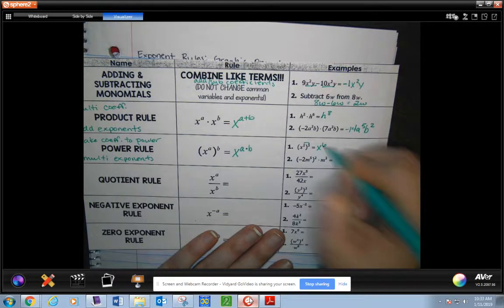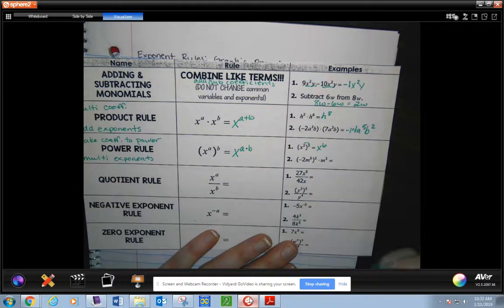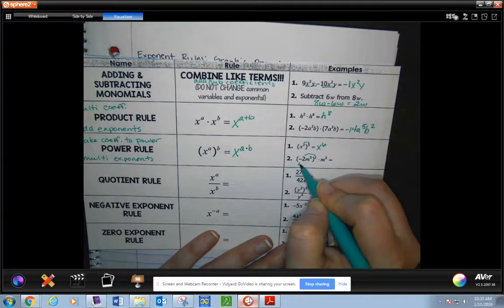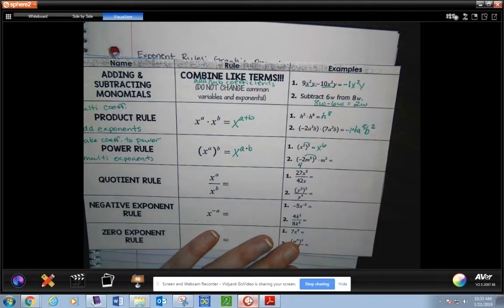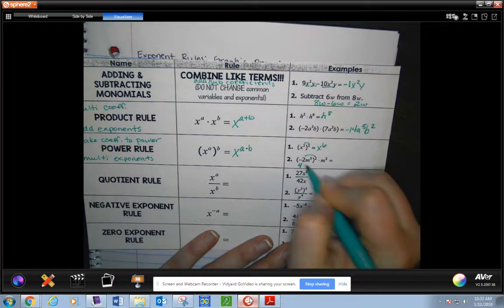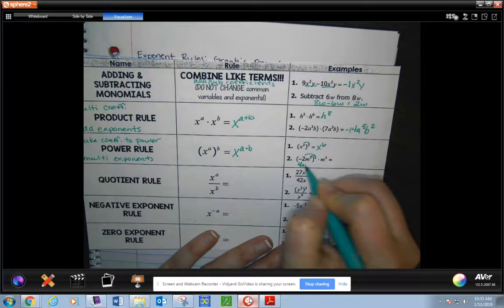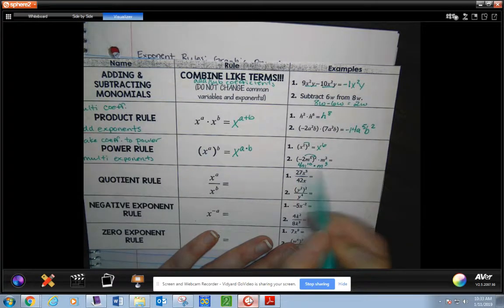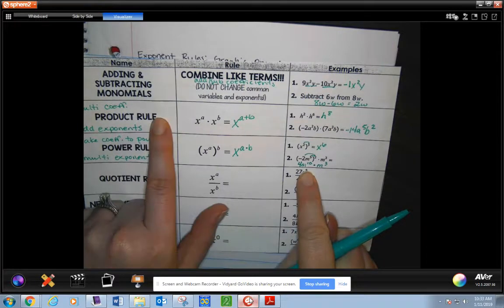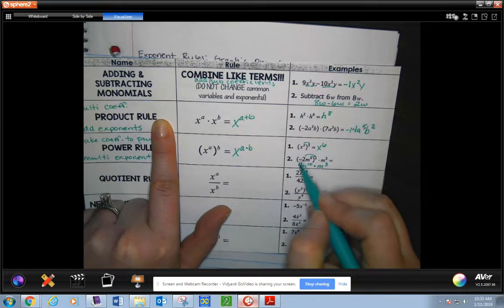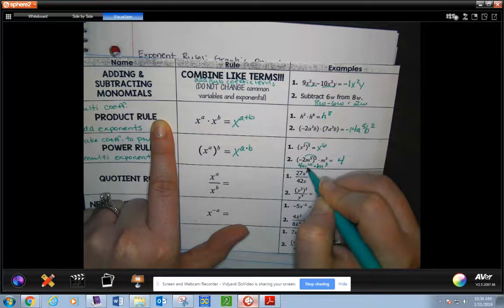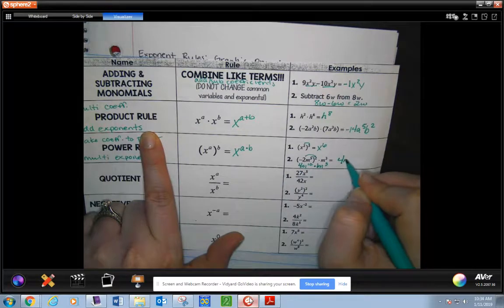x to the sixth. Okay, number 2 is a 2-step problem, so the first thing I'm going to do is take care of this power rule, and negative 2 squared is a positive 4. I need you to remember here to always, always, always put negative numbers in parentheses in the calculator. Then we multiply, and I get m to the 10th, and I bring down times m to the third. So now this has turned into a multiplication problem. So I go back up to the product rule, and we're going to multiply coefficients, which 4 times 1 is 4, and I'm going to add exponents, so 10 plus 3 is 13.